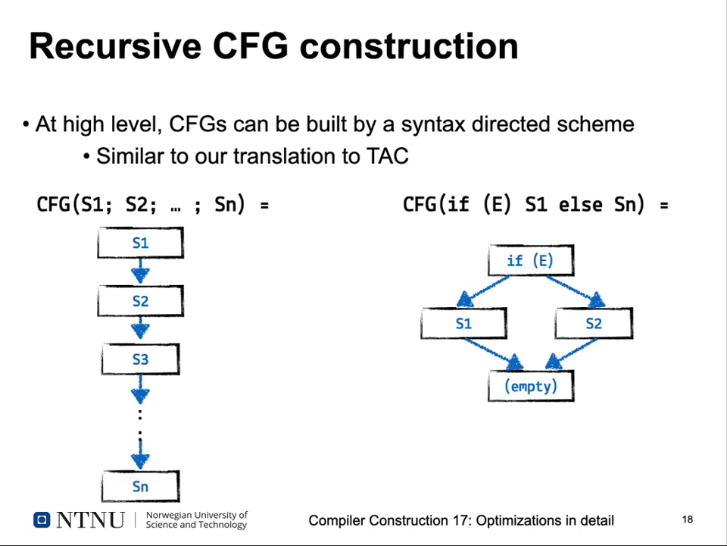And if we want to construct the control flow graph of an if statement here, so if expression, then execute S1, else execute something called S2 here, then we have a control flow graph that actually branches after the if to the left-hand side to S1 and on the right-hand side to S2. And we need to converge our control paths afterwards. And to do this, we insert an empty basic block here that helps us converge our control paths.